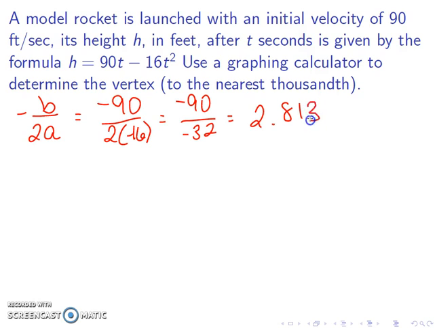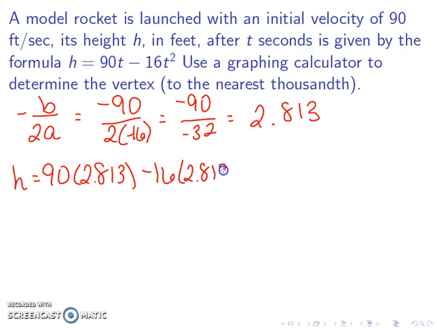is 2.813. And that's just the first coordinate. We now need to stick that back in. So I have 90 times 2.813 minus 16 times 2.813 squared.